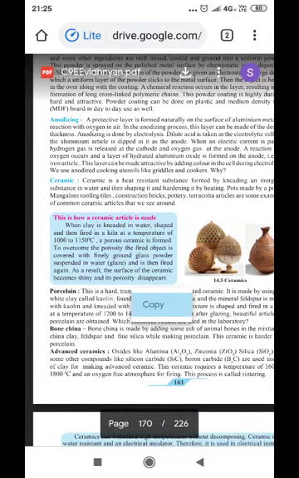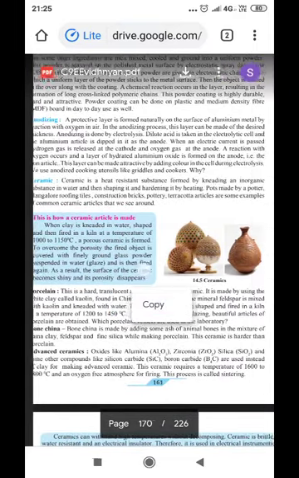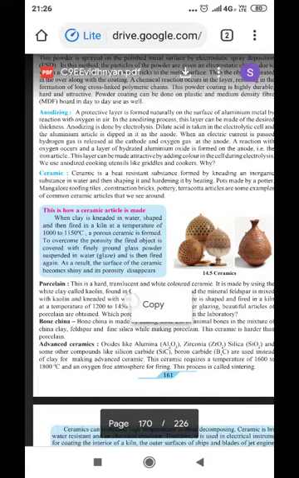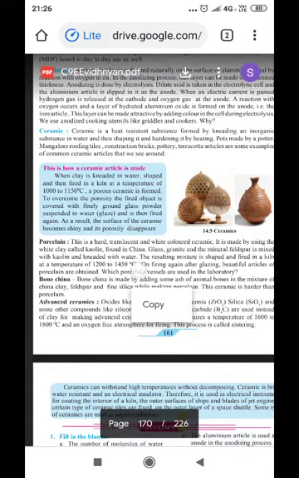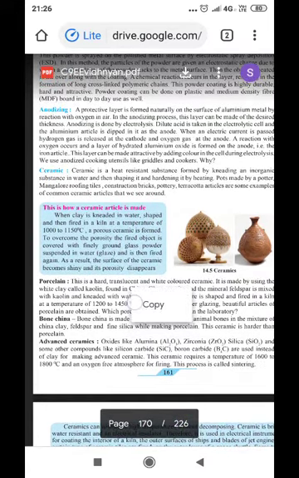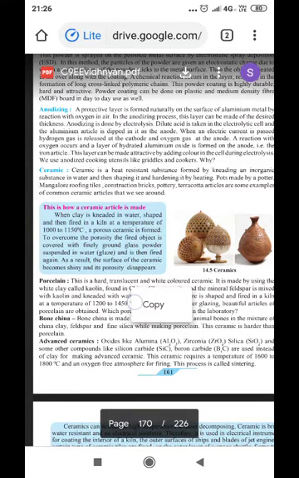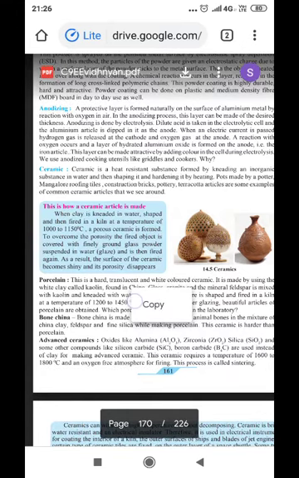Next is anodizing, another way of coating. A protective layer is formed naturally on the surface of aluminum metal by a reaction with oxygen in air. In the anodizing process, this layer can be made of the desired thickness. Anodizing is done by electrolysis. Electro means electricity, lysis means splitting the molecules.